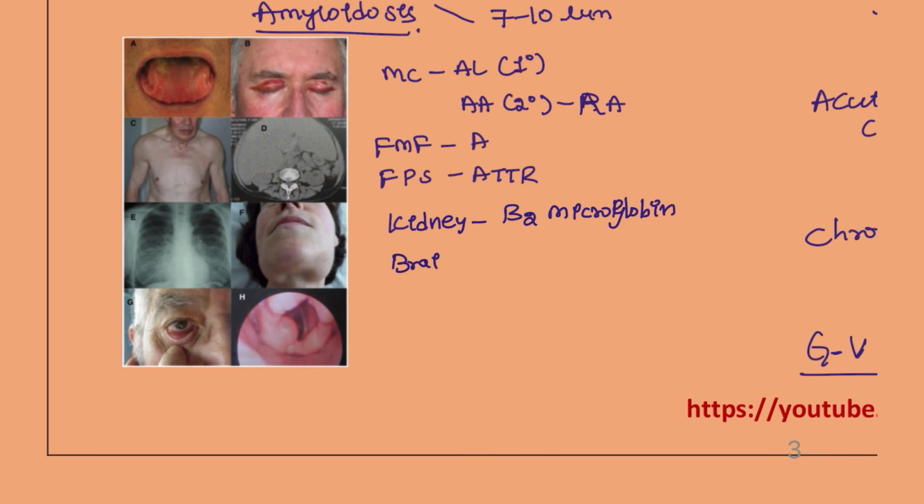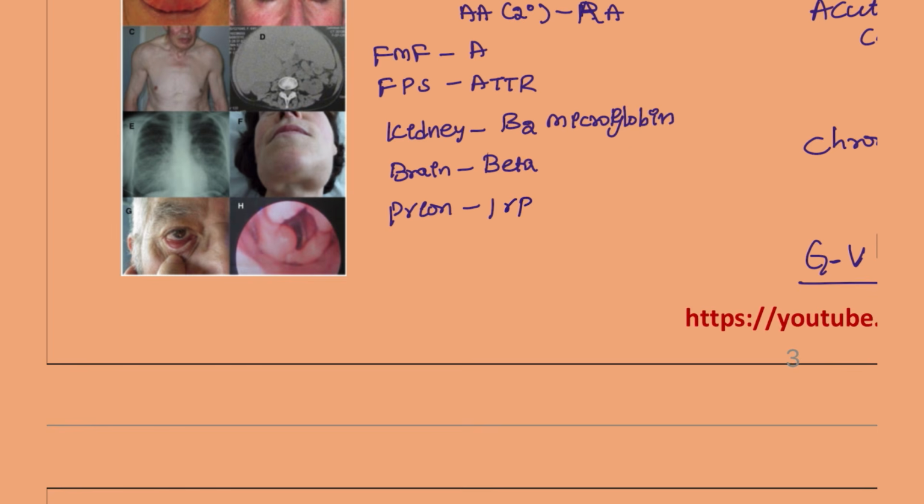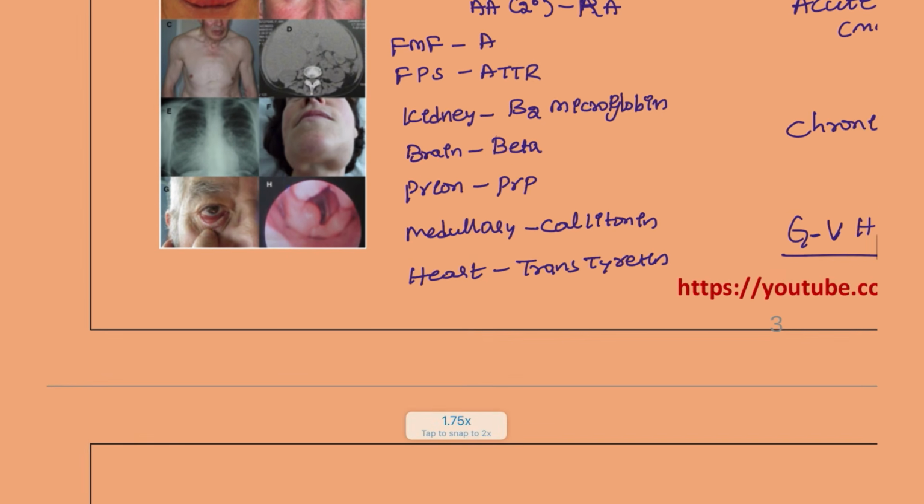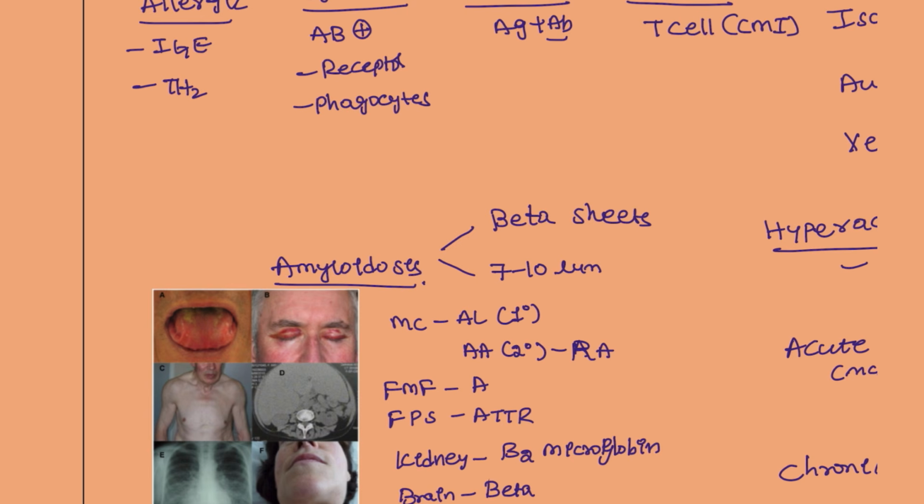If it involves the brain, only beta amyloid will be seen here. If it is associated with prion disease, it is PrP. Medullary carcinoma is associated with calcitonin. If it is the heart, it will again involve transthyretin, which will be seen in the cardiac also. So these are some of the important points, and how you are going to check for amyloidosis.